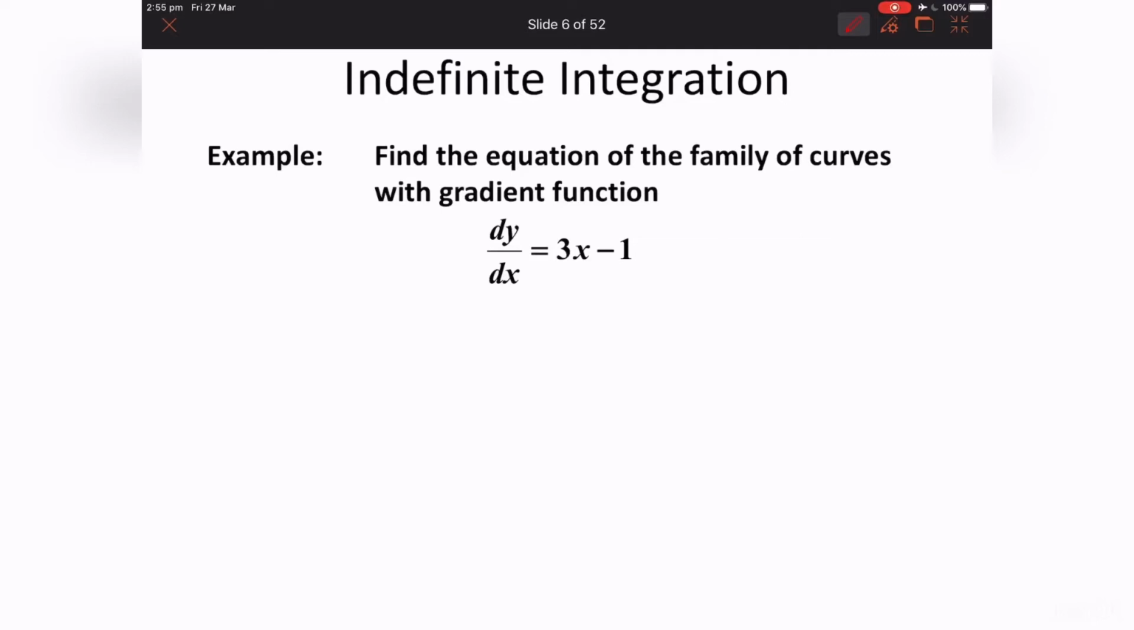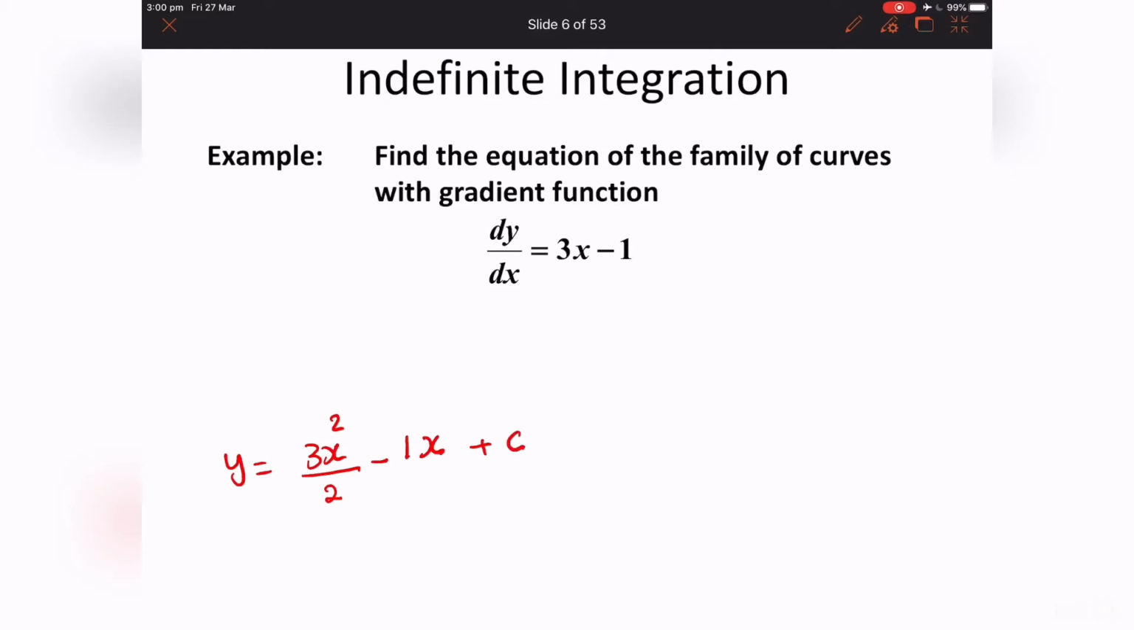Okay, another example here. Find the equation of the family of curves with the gradient function dy over dx. So we have dy over dx equals 3x minus 1, and therefore to integrate, or to find the family of the curves, all we need to do is add 1 to the power and divide by the new power. So y is going to be 3x squared over 2, because we add 1 to the power and then divide by the new power, which is 2, minus 1x here and plus c.